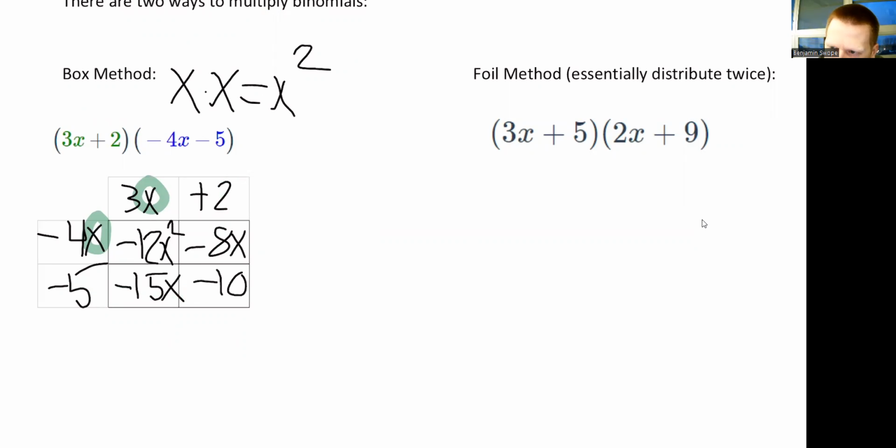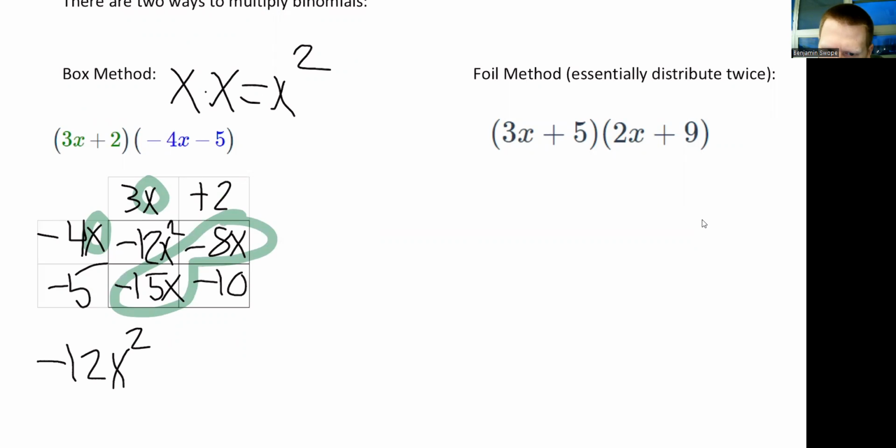Once you've got your box filled in, you're going to add everything together. You only have one part with an x squared, so that just comes out. But if we're doing binomials like these, you're going to see this diagonal here is always going to be your like terms. So we can combine those together.